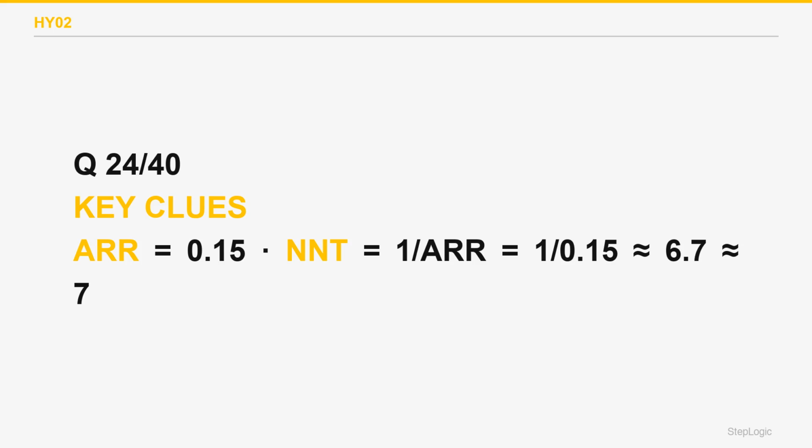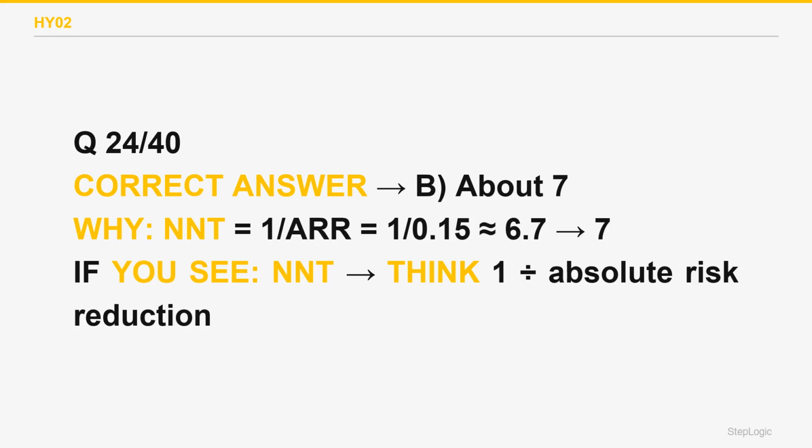Number needed to treat is 1 divided by the absolute risk reduction. The ARR here is 15%, or 0.15, so NNT equals 1 over 0.15, which is about 6.7. Round up to 7. You must treat roughly 7 patients to prevent one event. The correct answer is B.